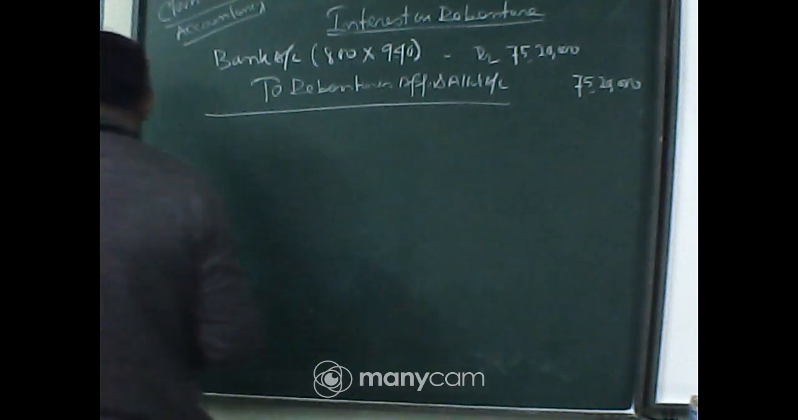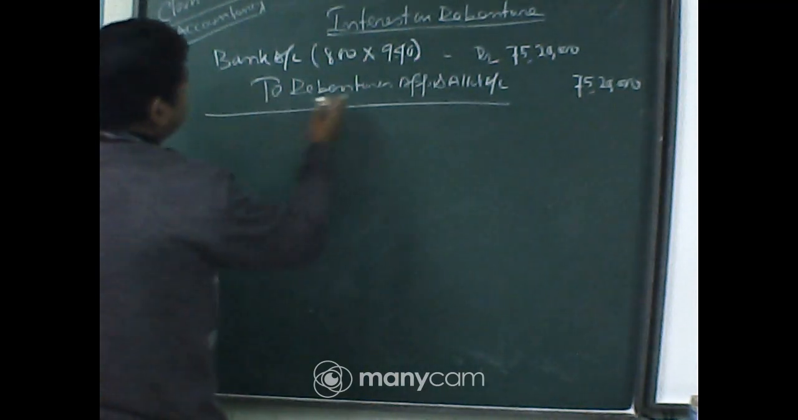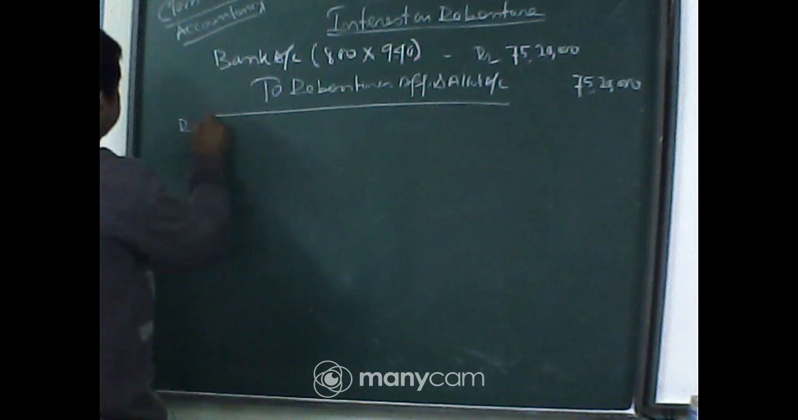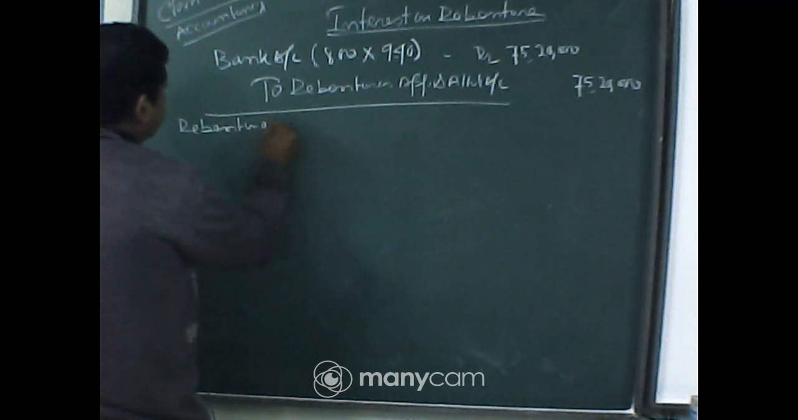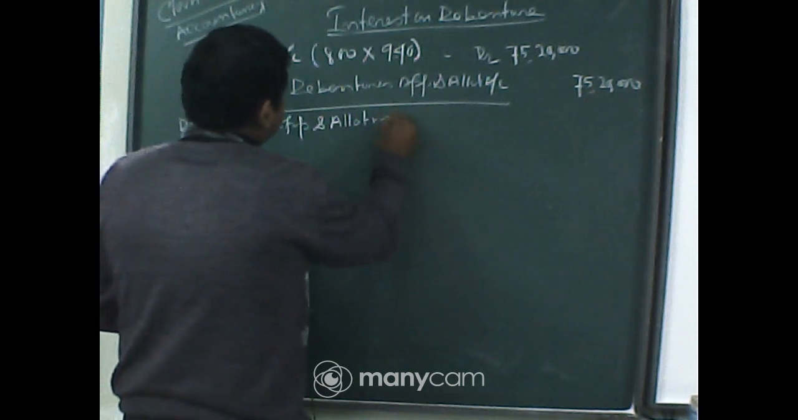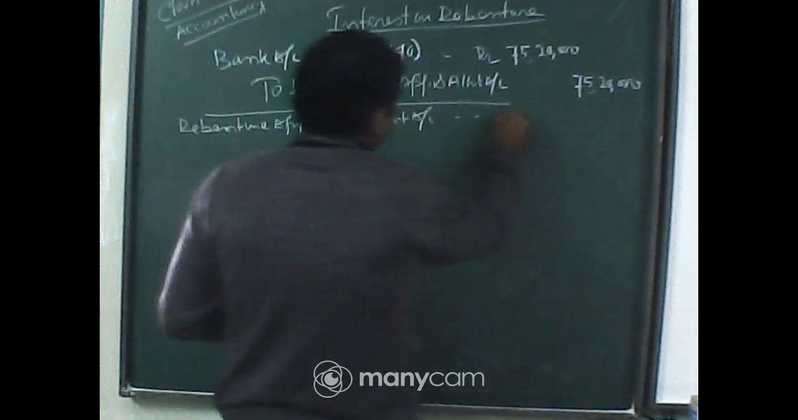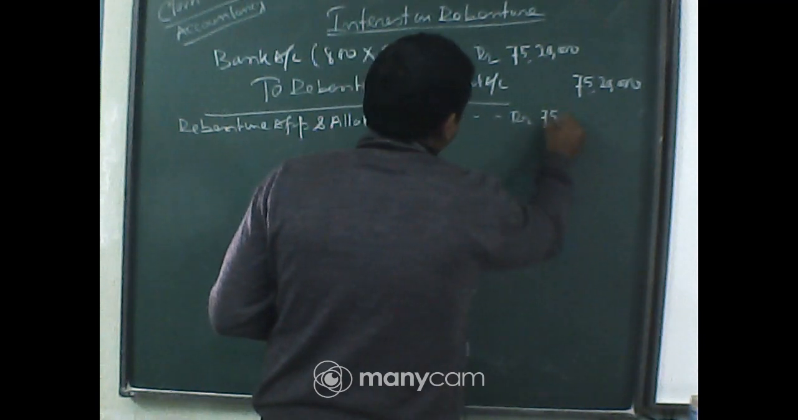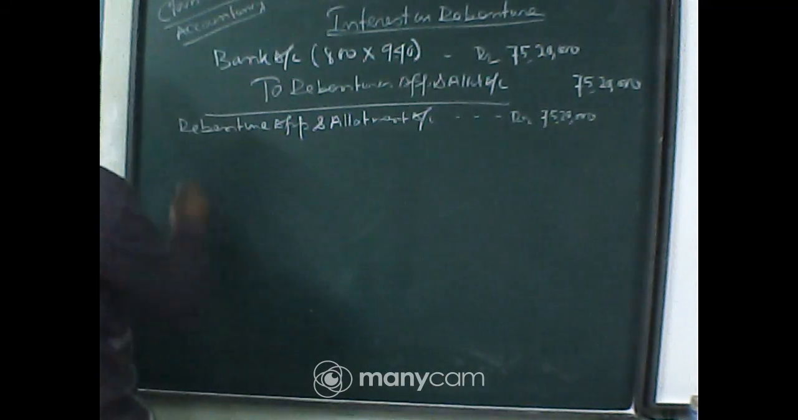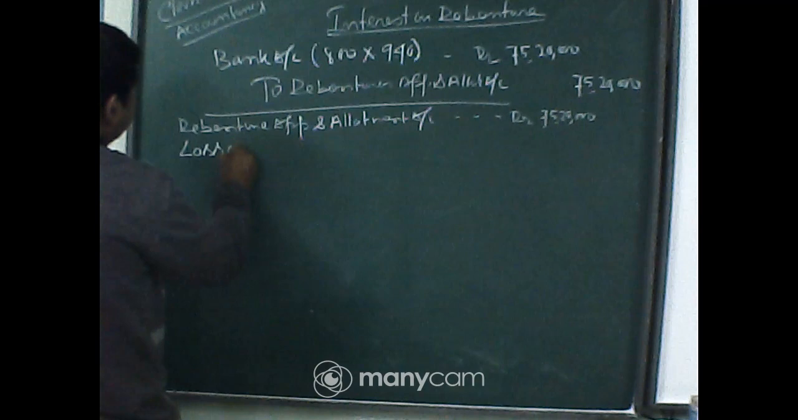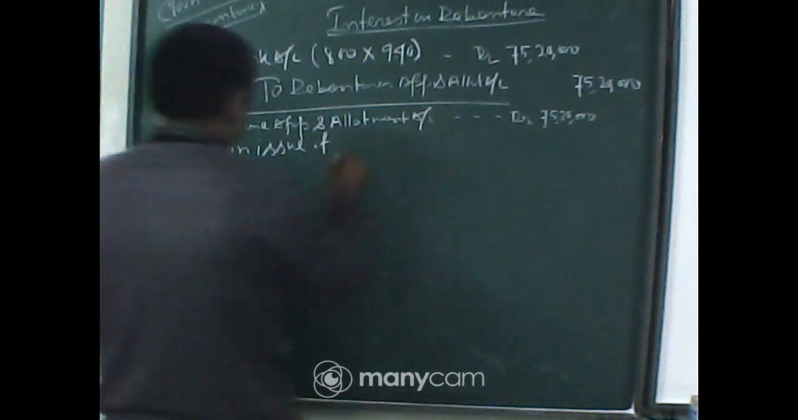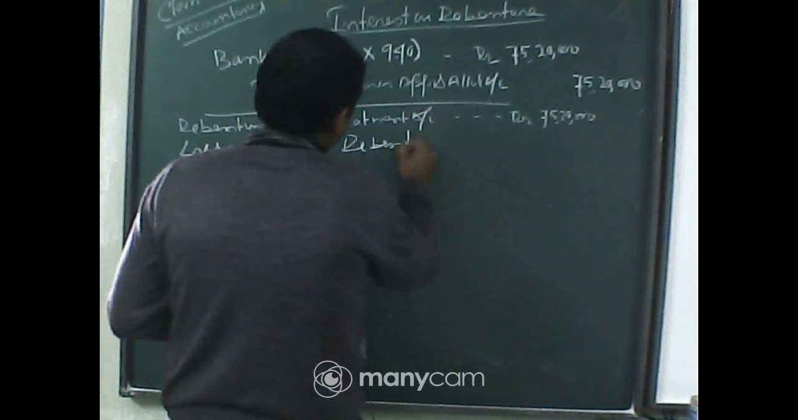Now come to the second. Now we will transfer this debenture application and allotment money to debenture account. So debenture application and allotment account debit. What is the price that you know? That is 75 lakh 20,000, and they issue at a discount, so that is a loss. So loss on issue of debentures account.